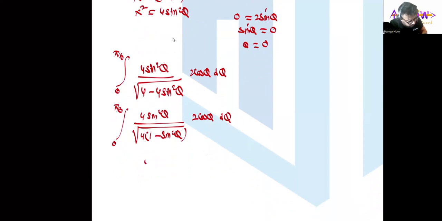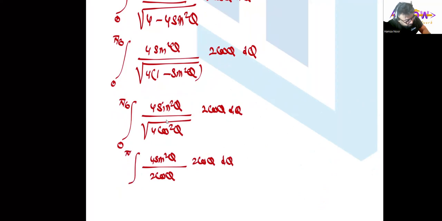Okay, so this goes like this: 4 sine square theta divided by under root of 4 cos square theta, and this complete fraction is multiplied by 2 cos theta times d theta. The upper limit is pi over 6 and the lower limit is 0. All right, so now in place of this under root of 4 cos square theta, we can write 2 cos theta. As simple as that. So 4 sine square theta divided by 2 cos theta.